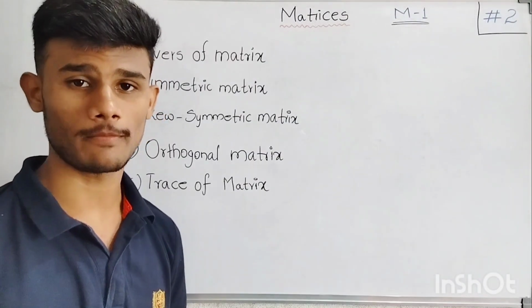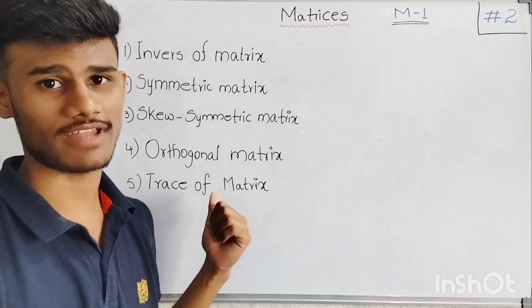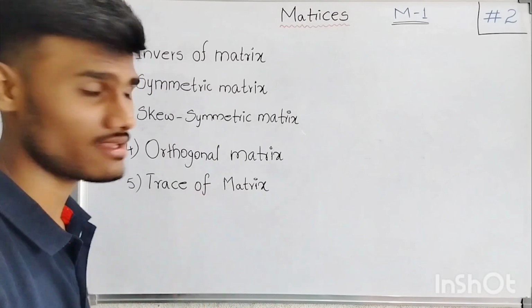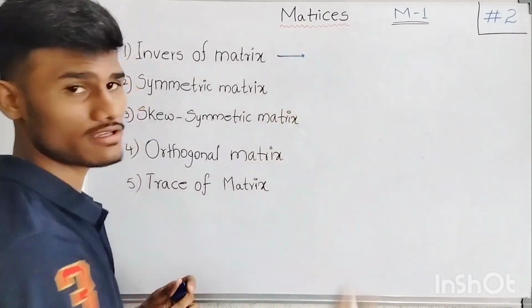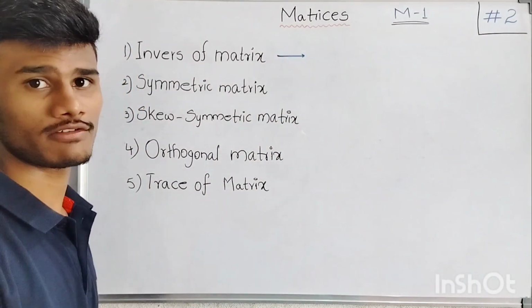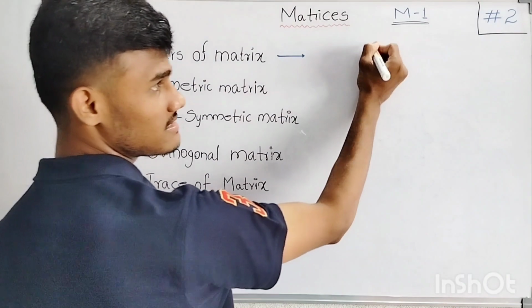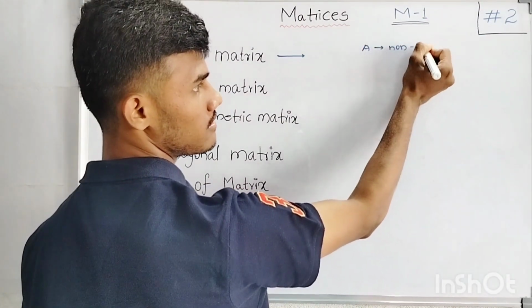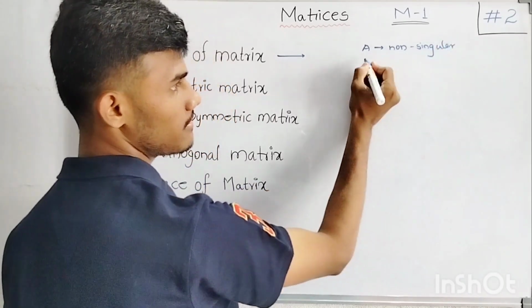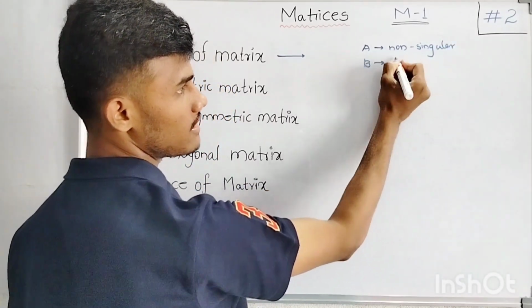Before knowing about complex matrices, we have some types of matrices to be learned. First of all, the first matrix is inverse of a matrix. What is meant by inverse of a matrix? Let us consider A is a non-singular matrix and B is a singular matrix.